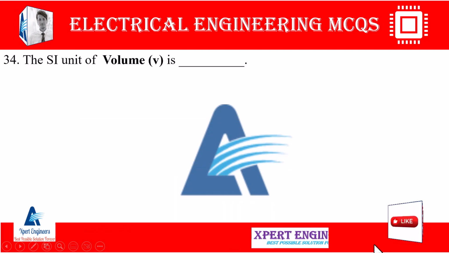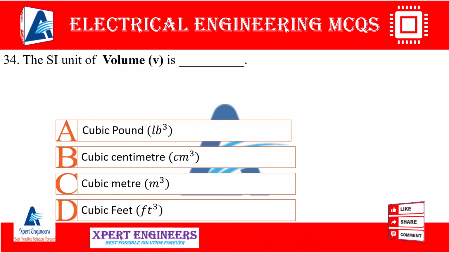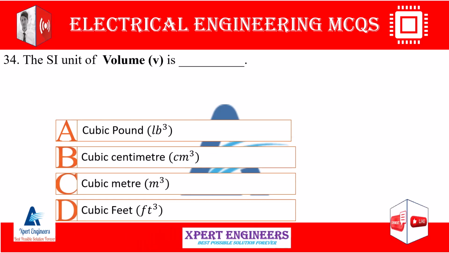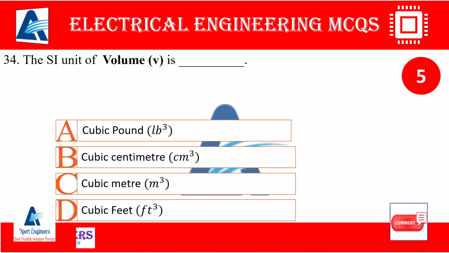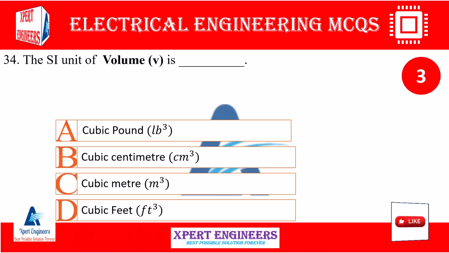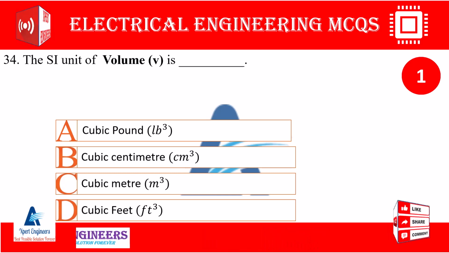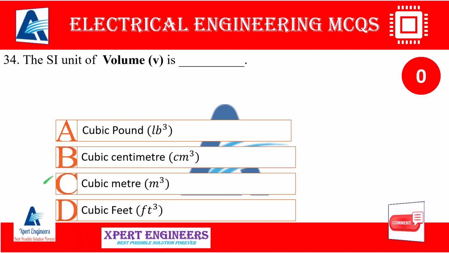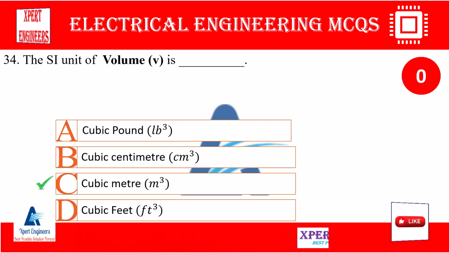The SI unit of volume is dash. A, cubic pound, B, cubic centimeter, C, cubic meter, and D, cubic feet. The correct option is C, cubic meter. The SI unit of volume is cubic meter.